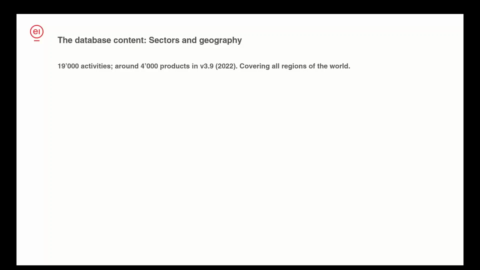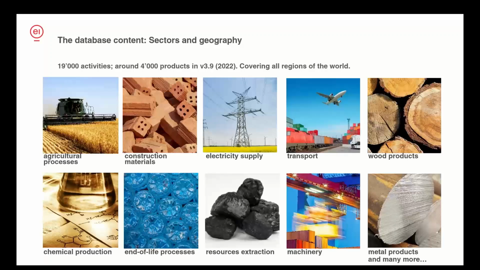The database today, if we refer to version 3.9, the one that concerns us today, the one that is going to be published now in 2022, contains around 19,000 activities, around 4,000 products, and covers all regions in the world. And the database, as I was saying before, covers all kinds of human activities. So as you can see in this slide, from crop production to energy production, construction materials, transport, wood products, chemical production, end-of-life processes, resource extraction, machinery, metal extraction, manufacturing, forming, etc.